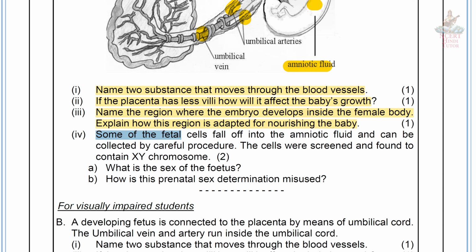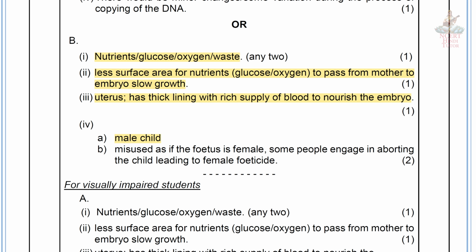Fourth, some of the fetal cells fall off into the amniotic fluid and can be collected by careful procedure. The cells were screened and found to contain XY chromosome. A. What is the sex of the fetus? B. How is the prenatal sex determination misused? Answer: male child. Misused as if the fetus is female, some people engage in aborting the child leading to female foeticide.